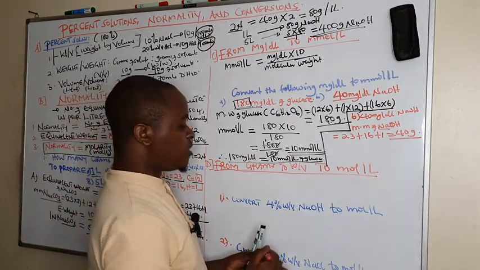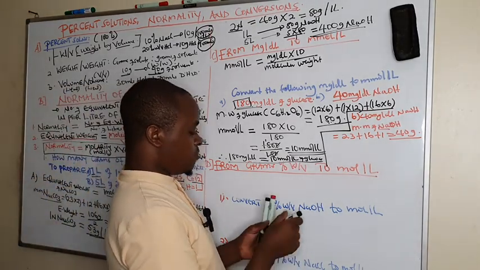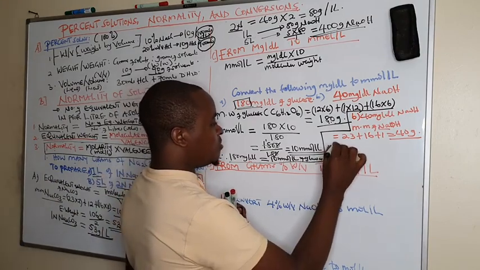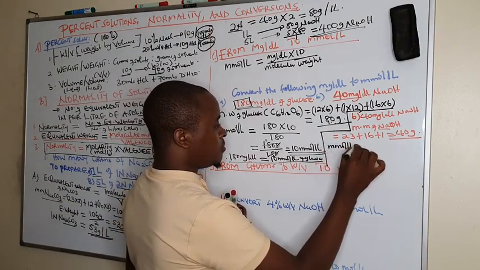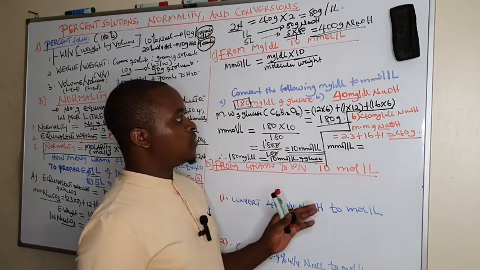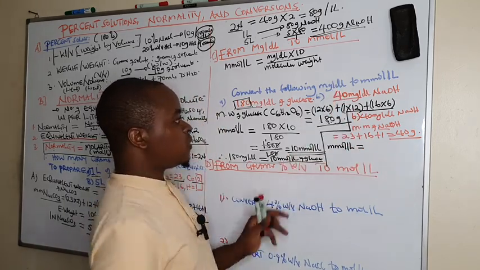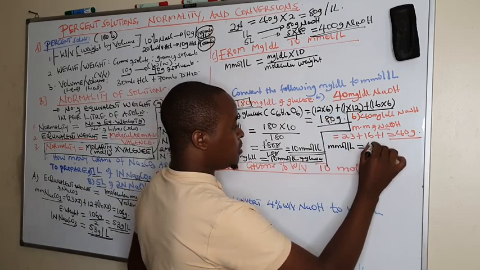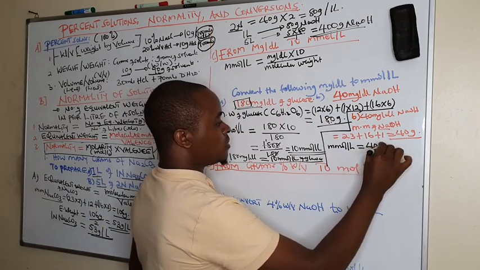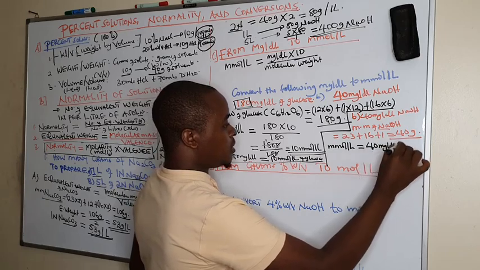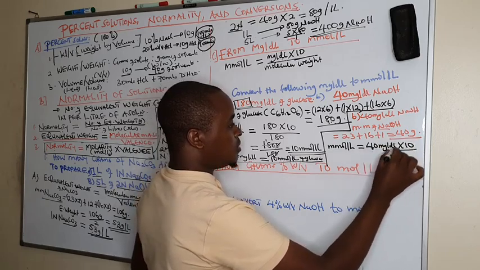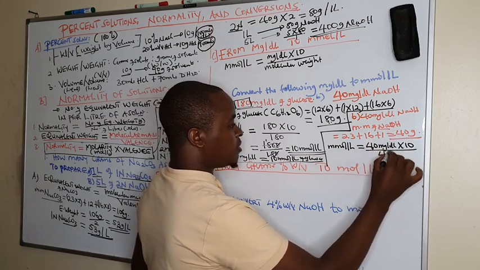And if I have the molecular mass of sodium hydroxide, millimoles per liter is the same as the number in milligrams per deciliter, which is 40 milligrams per deciliter times 10. Then we divide by 40 grams.